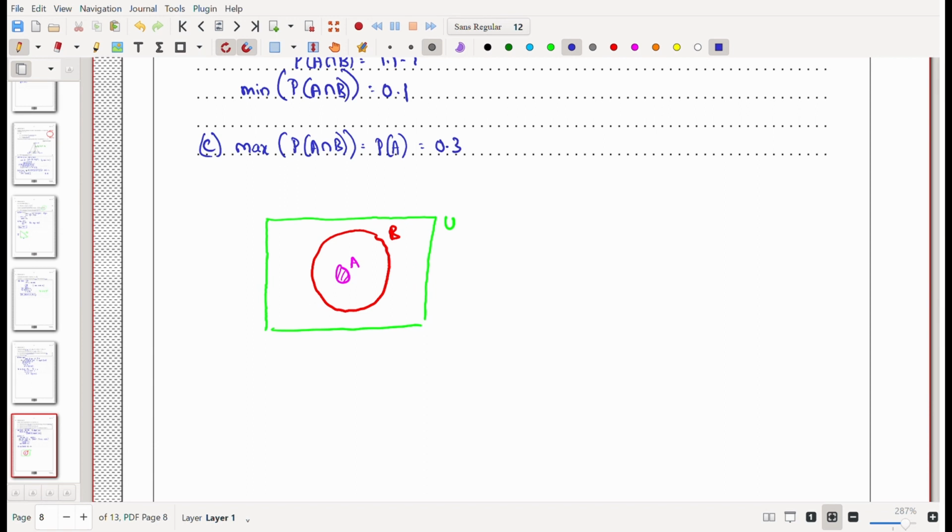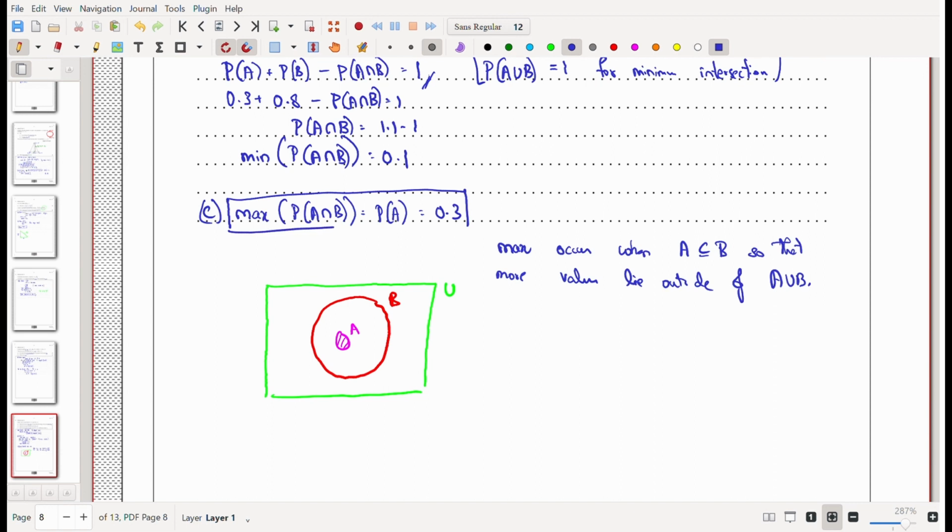And so let's just say that the maximum occurs when A is a subset of B, so that more values lie outside of A union B.